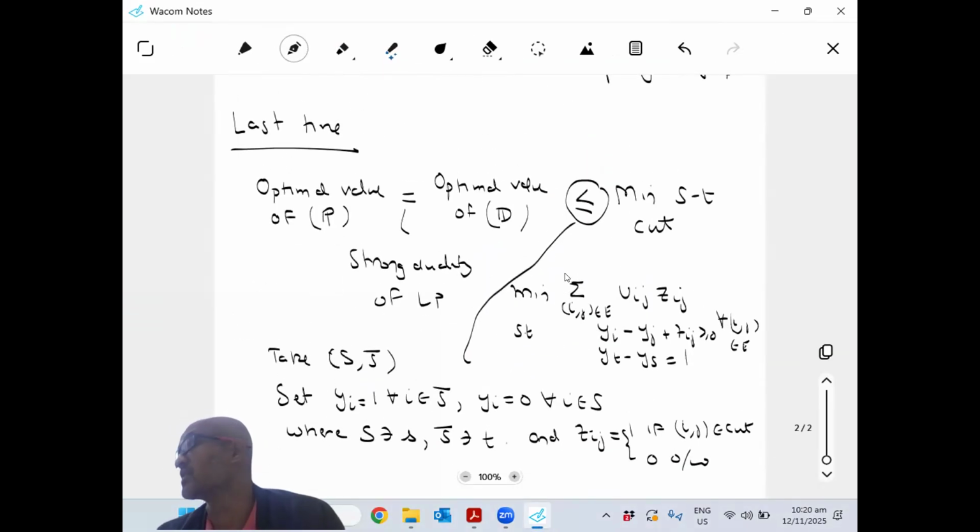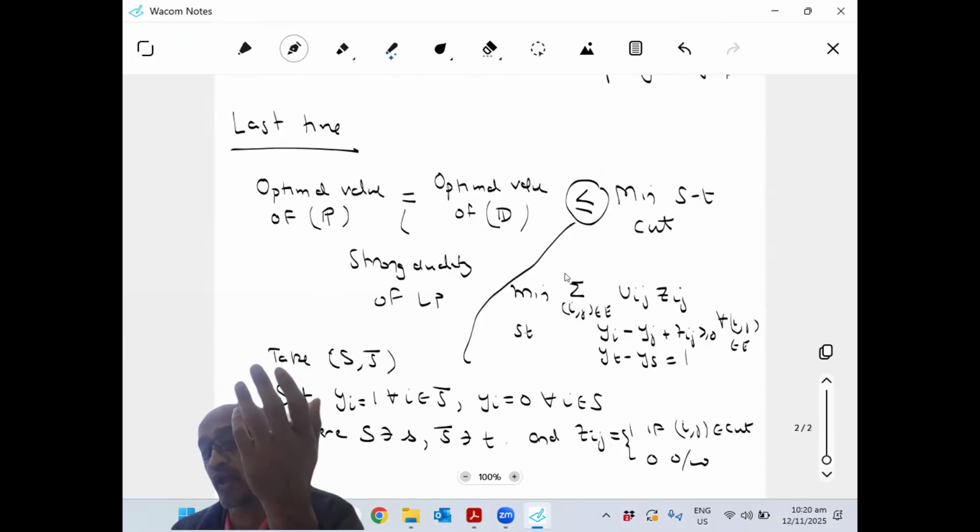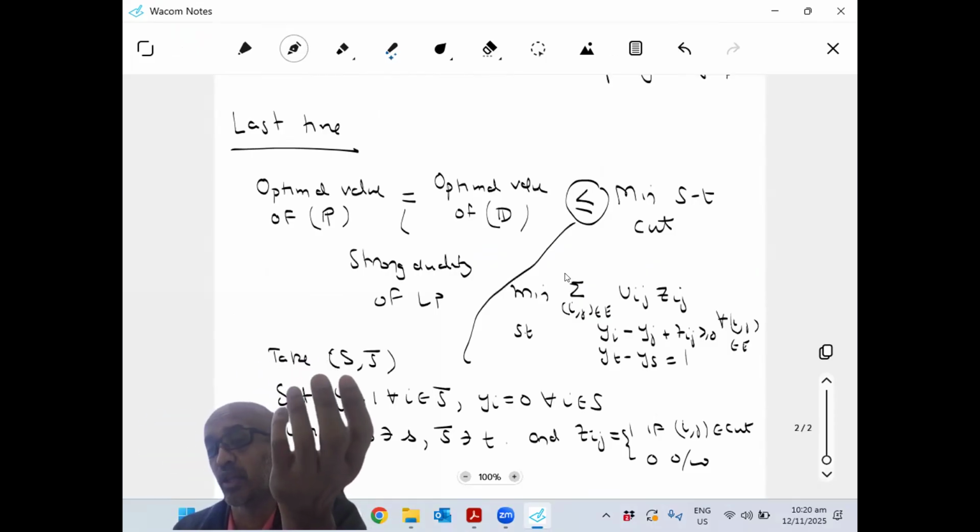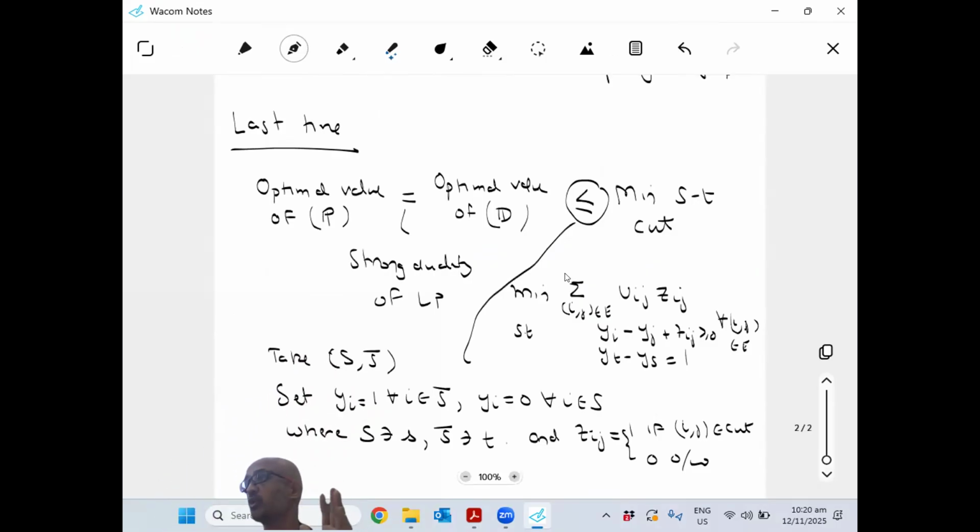0 minus 1 plus 1 is equal to 0. So it's feasible, and we checked this last time. Okay. So all this is from last week. Any questions before I proceed?